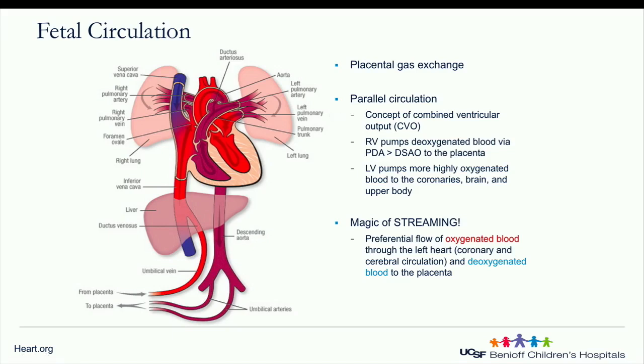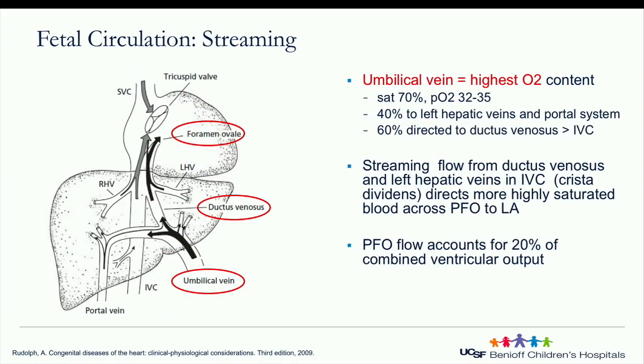The RV and LV have very different jobs because of the unique intracardiac shunts and also the function of streaming. The RV functions to pump mostly deoxygenated blood across the PDA back to the placenta, while the LV functions to pump more highly oxygenated blood to the coronary and cerebral circulations. The umbilical vein, as you know, carries the most highly saturated blood in the fetus.